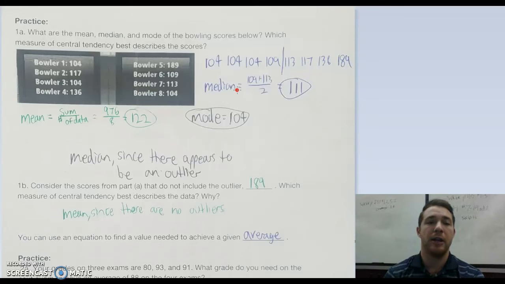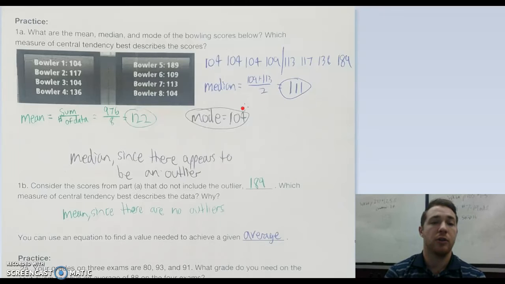If we're finding the median, again, first thing we have to do, just like with our box and whisker plots, is to order them from least to greatest. So I took those 8 scores, put them from least to greatest, and since there are 8 scores, we have to find the value in between the 4th and 5th highest score. We have to take the average of those two in the middle, and that median ends up being 111.